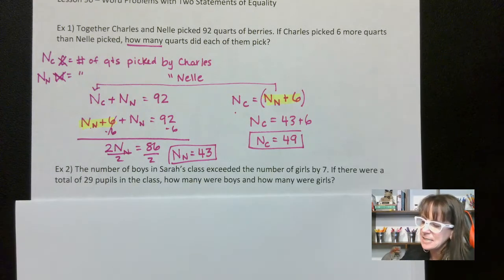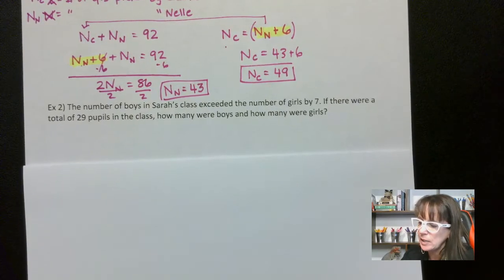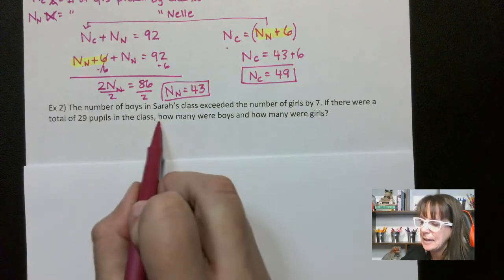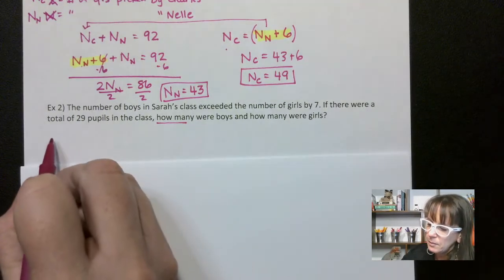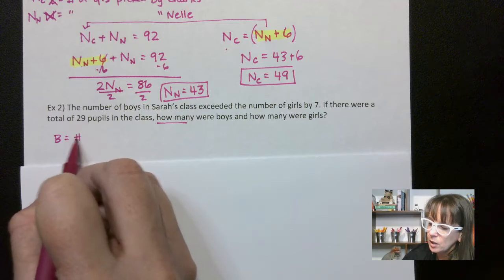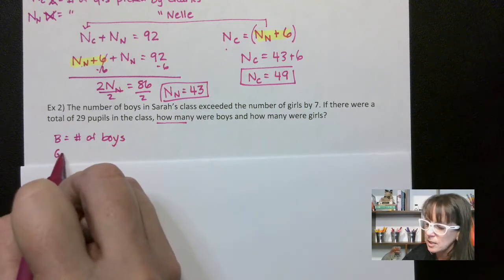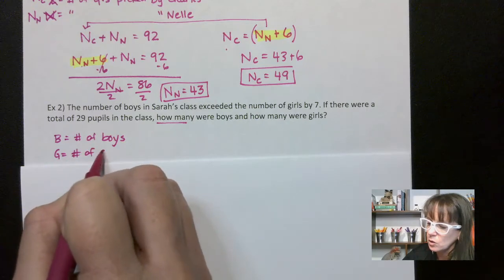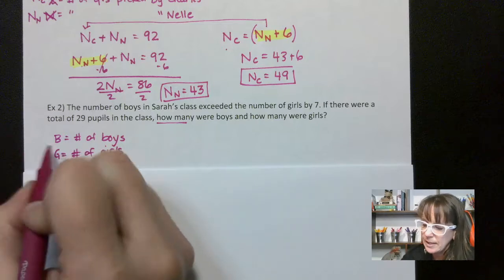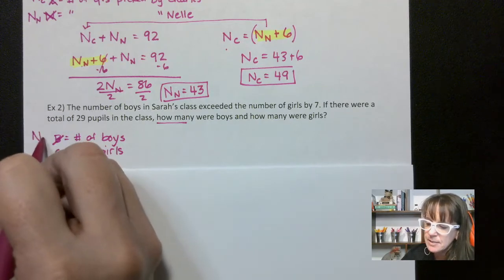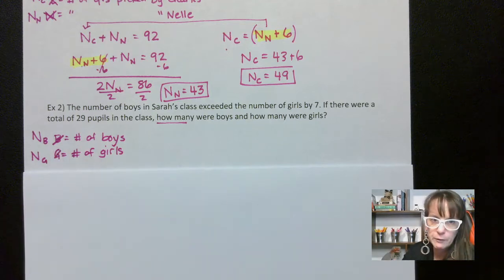All right, the number of boys in Sarah's class exceeded the number of girls by 7. If there were a total of 29 pupils in the class, how many? Okay, so that means that B equals number of boys, not just boys, number of boys. G equals number of girls. But because we are using subscripted variables, let's go ahead and write that instead of B. We're going to say N sub B, N sub G, N being for the number of.